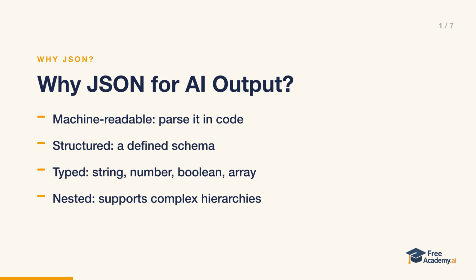JSON is the most common structured output format for AI prompts, and once you can get it reliably, you can plug AI into almost any application. The reason it matters comes down to four things.